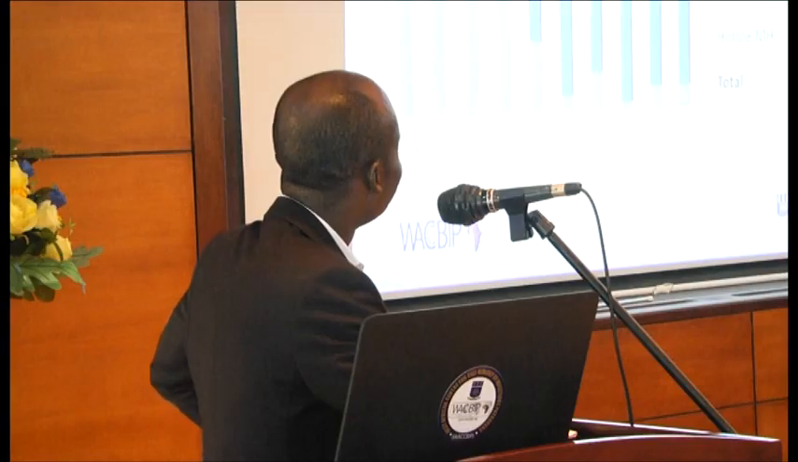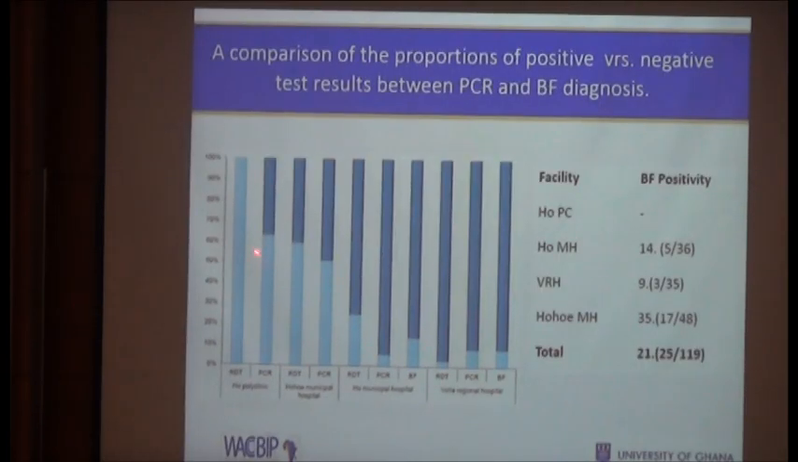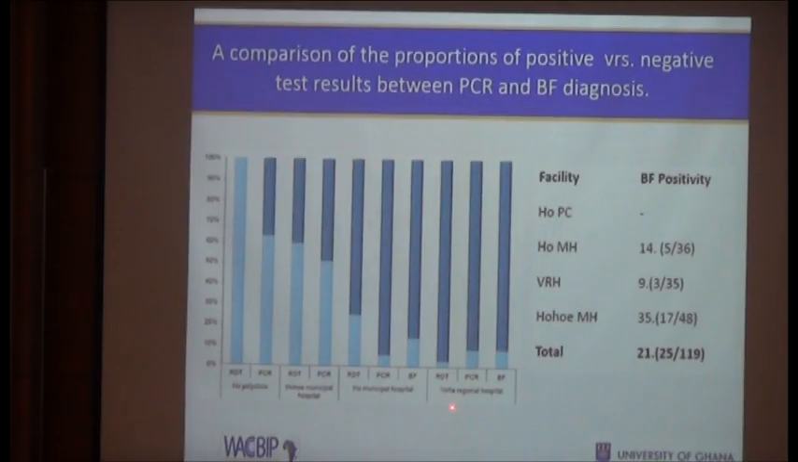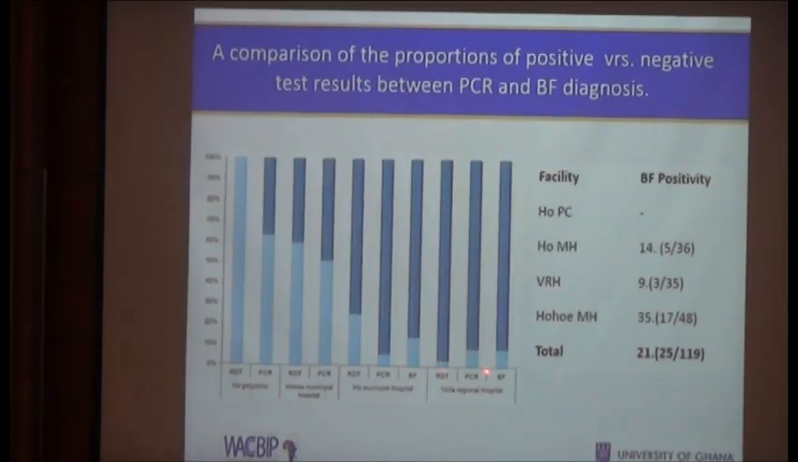Now, if you compare it to PCR, you realize that only about 60% of them were actually positive for malaria. Now, I want to refer you to the results from the Volta Regional Hospital. This is a tertiary level hospital where you have really trained microscopists who can actually evaluate the slides. And you see that the same number of blood films that were positive were also PCR positive. The RDT prevalence was lower than that of the PCRs.